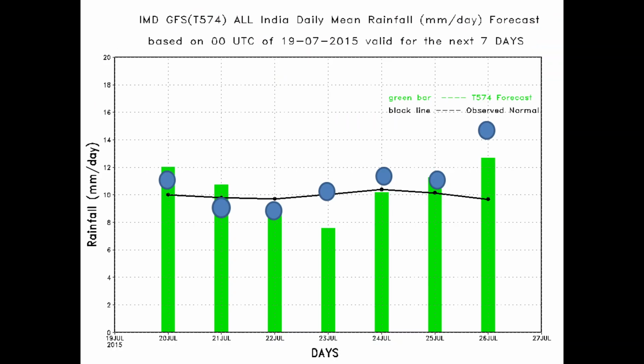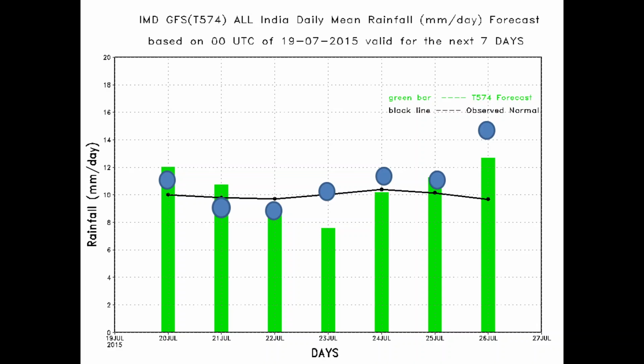Now, here is an example of a forecast made with such models based on the initial condition on 19 July 2015. And in this figure, the green is the forecast for all India monsoon rainfall, blue is the actual observation, and black is climatology, that is what would be on an average. And you can see that the forecast was quite good for 1 week, except for the 23rd of July, when the forecast was about 2 millimeters per day lower than observation.